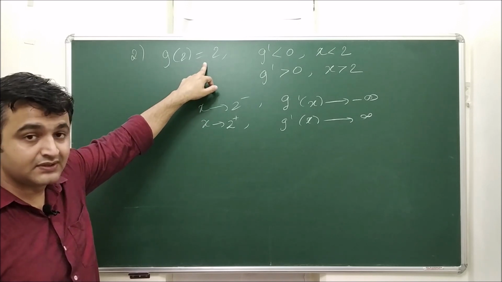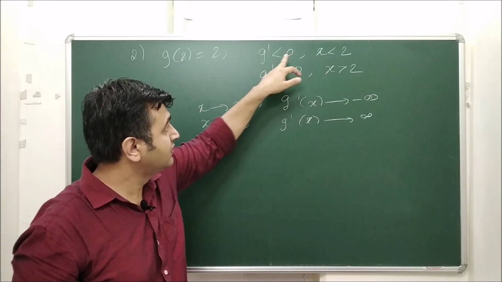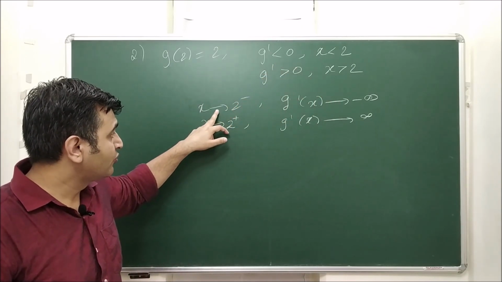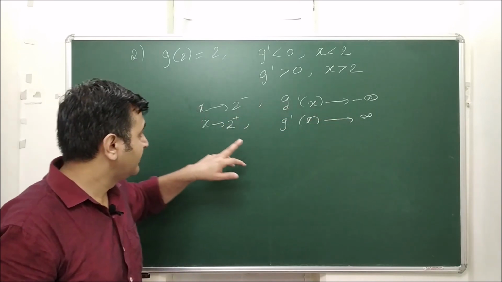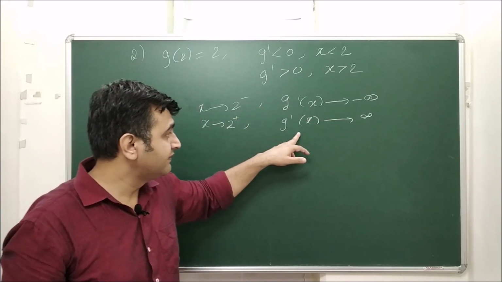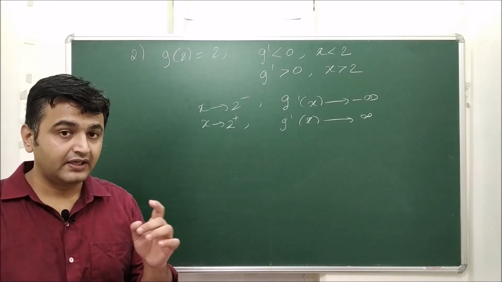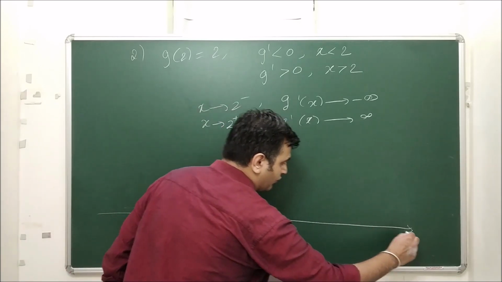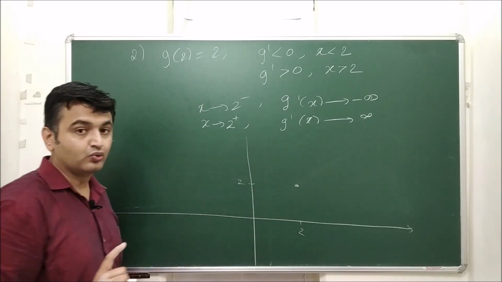So at 2 it is passing through 2. For x less than 2, derivative is negative, x greater than 2, derivative is positive. When I am approaching 2 from left hand side, derivative goes to minus infinity, and when I am approaching 2 from right hand side, derivative goes to plus infinity. So as the derivative does not exist, again at 2 the function is not differentiable. So you will not have the smoothness at the point 2, 2.